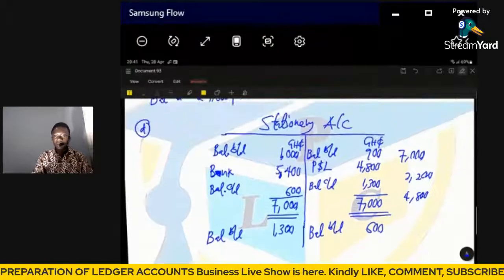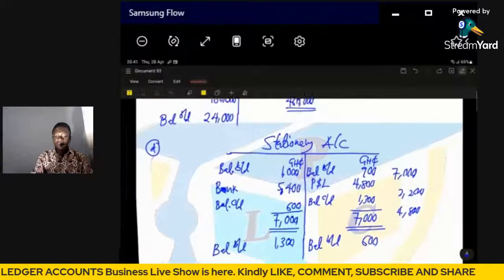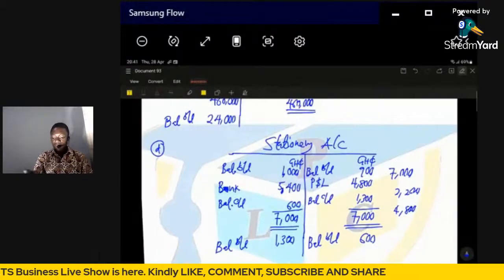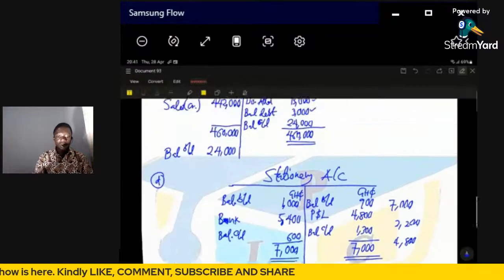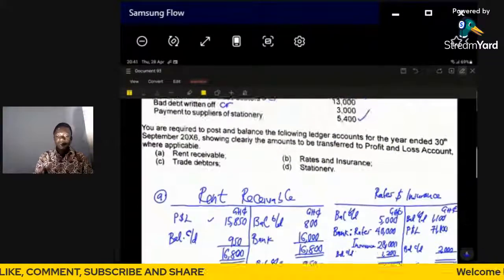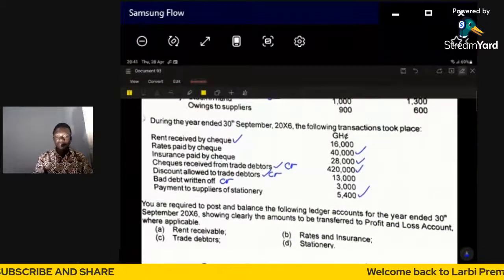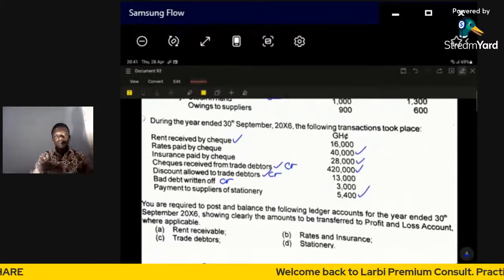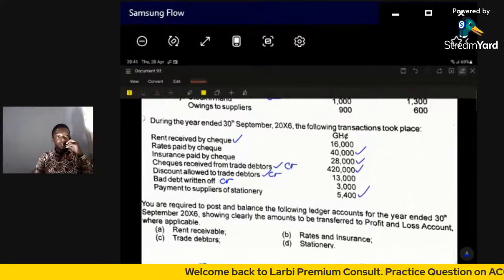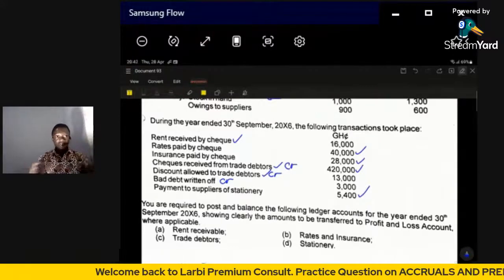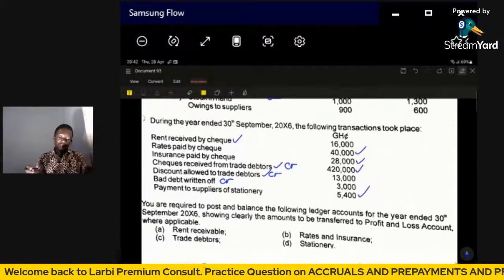So if there is any other question, let me know in the comment section so that I can respond to it. So that is all when it comes to accruals, and these are just the fundamentals we need to understand so far as our double entry is concerned, because if you don't master these principles, you're going to struggle when it comes to the double entry in terms of recording. So let's take note of that.